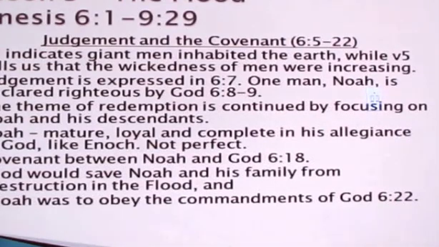You also have the judgment and the covenant that follows, that is described during the flood period. And in verse 4, which indicates giant men inhabit the earth, verse 5 tells us that the wickedness of men was increasing, and that is why there are two interpretations: that it was not necessarily giant men, but rather referring to how big and great the wickedness was on the earth at that particular time.